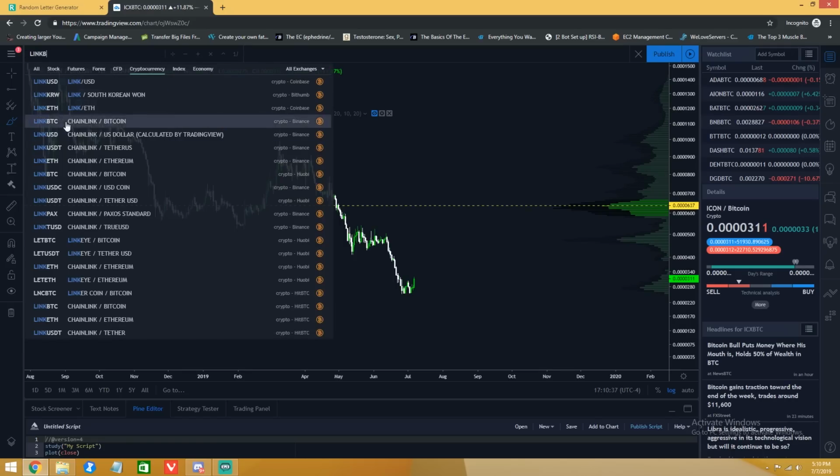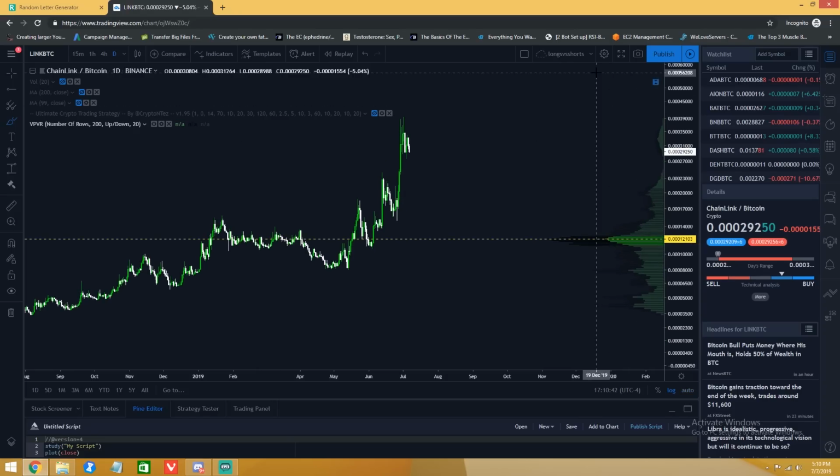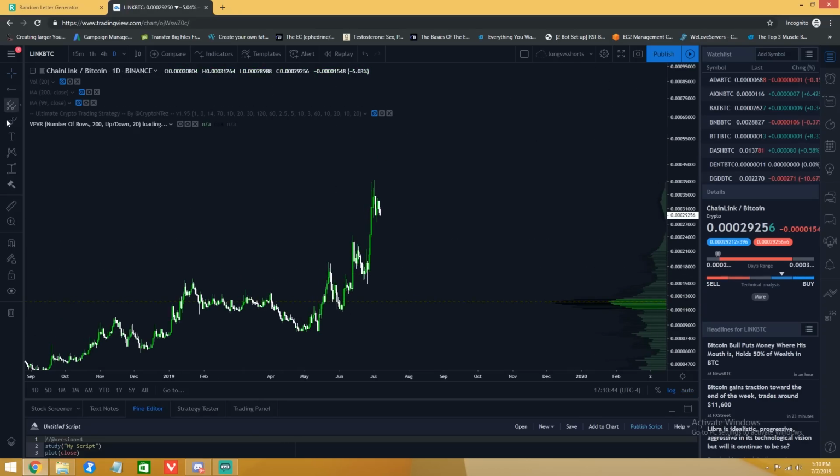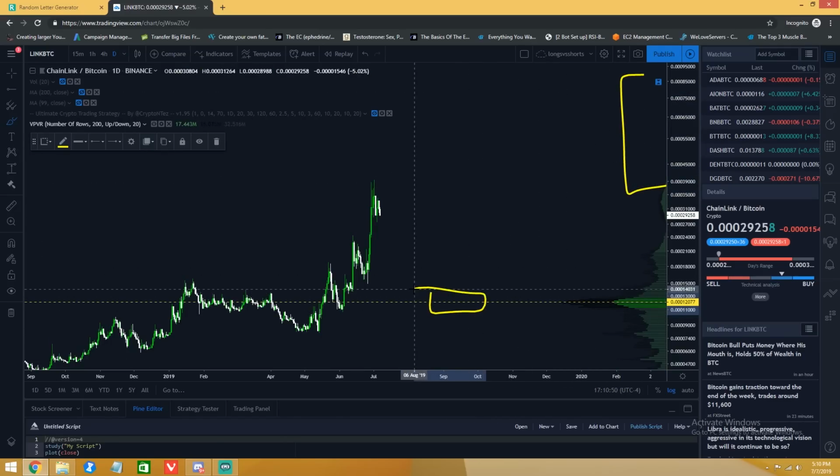Same if a coin is in price discovery. If you're trying to think, okay, maybe I'll use a VPVR to find out where to sell, nah, it's not going to help you with that. It could help you figure out where you want to buy if price were to get back there.